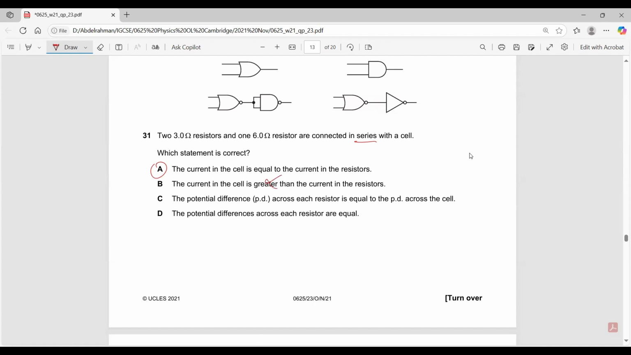Potential difference across each resistor is equal to the potential difference across the cell. No, the summation of the potential differences across the resistors, if you add them together, would be equal to the potential difference across the cell, or the EMF of the cell, right? The potential difference across each resistor is equal. No, they are not equal because they are not equal resistors. You have two 3 ohms and one 6 ohms, so this is incorrect.